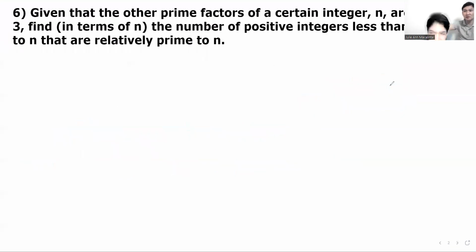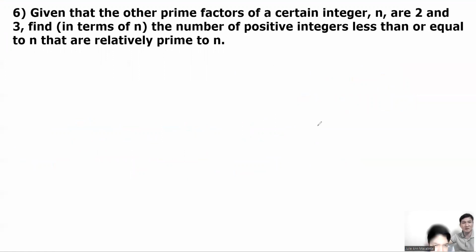Okay, so number 6. Can you put down this one? I'll read the problem and you solve it. Given that the only prime factors of a certain integer n are 2 and 3, find in terms of n the number of positive integers less than or equal to n that are relatively prime to n. This sounds intimidating, but Joshua will show you that this is quite a simple problem. It's not very hard. Yes, it actually is a simple problem to solve.